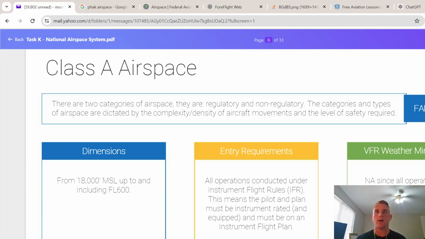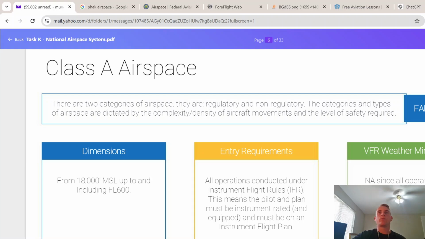First of all, you need to be under an IFR flight plan, an instrument flight plan, because all operations in Alpha Airspace are conducted under instrument flight rules, okay? Which also means, guess what? You need to be instrument rated, and your aircraft needs to be IFR rated. VFR weather minimums, there are none. Why? Because all the operations conducted within Alpha Airspace are conducted under IFR, okay?